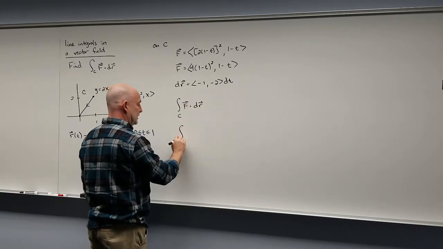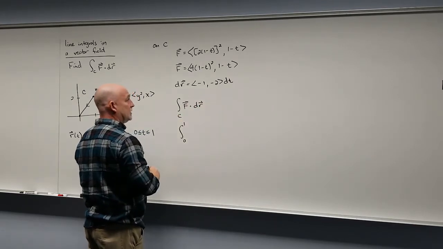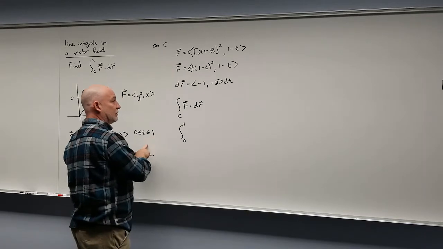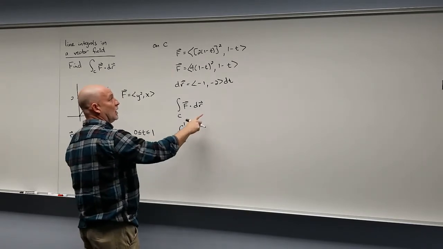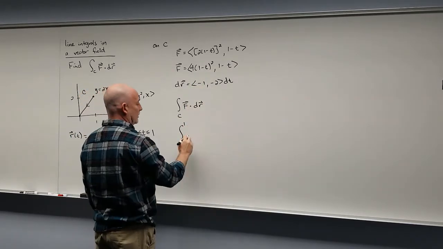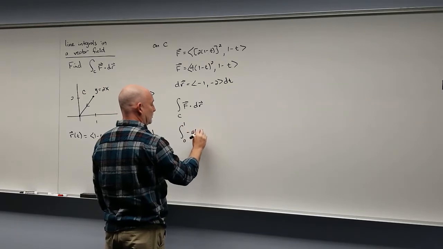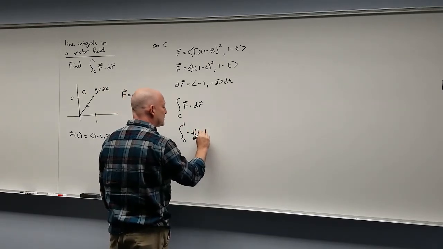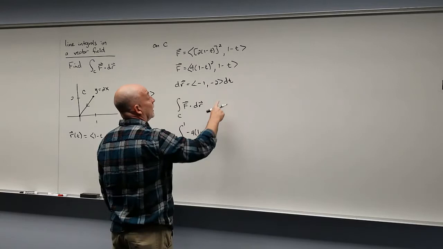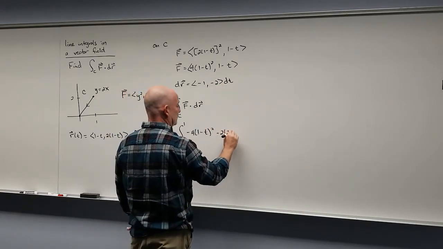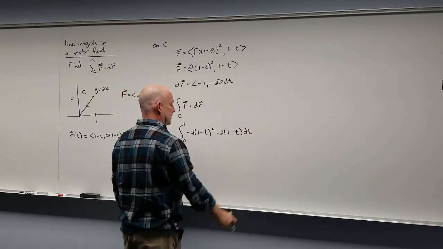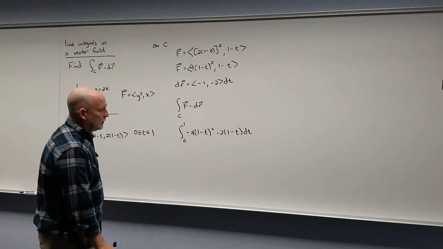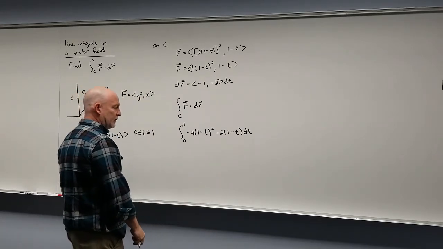So we're going to do our integral of F dot dr around the curve C. Well, t runs from 0 to 1, just like before. That's our parameter bounds. F dot dr is going to be −4(1 − t)² − 2(1 − t) dt. All right, a little uglier than the last one. I think we can clean this up a little bit.